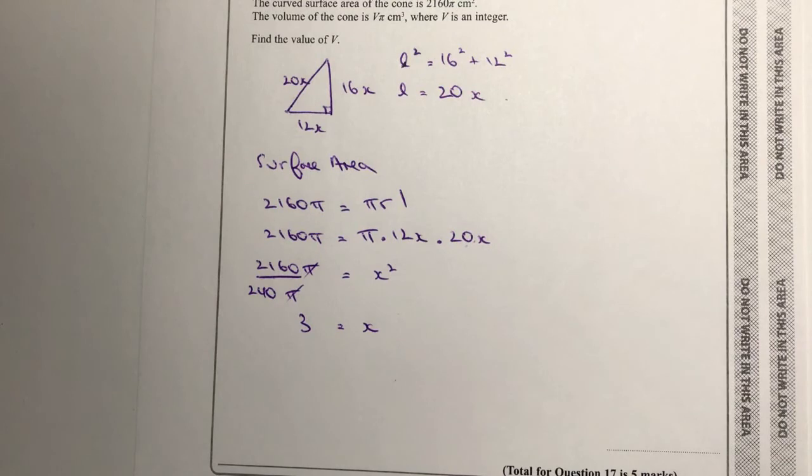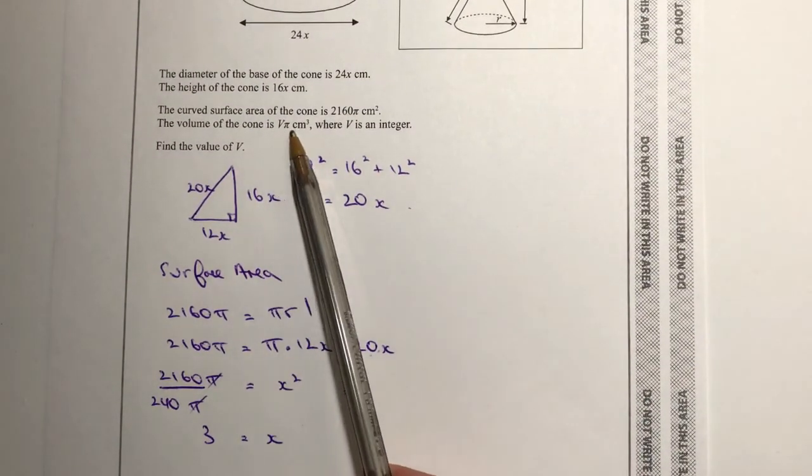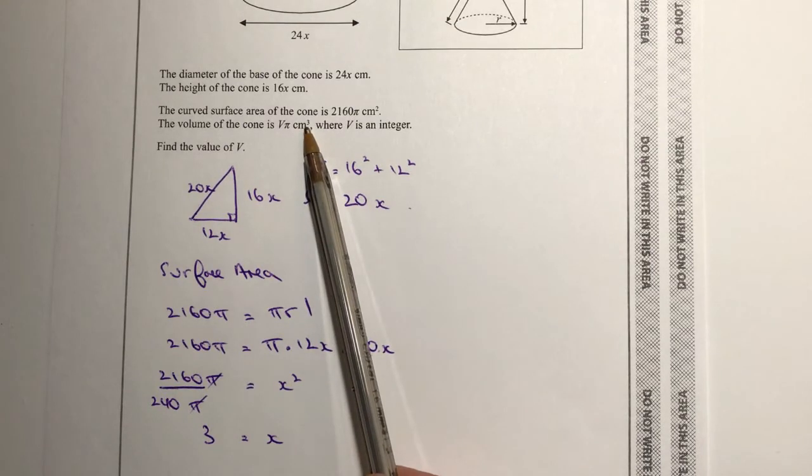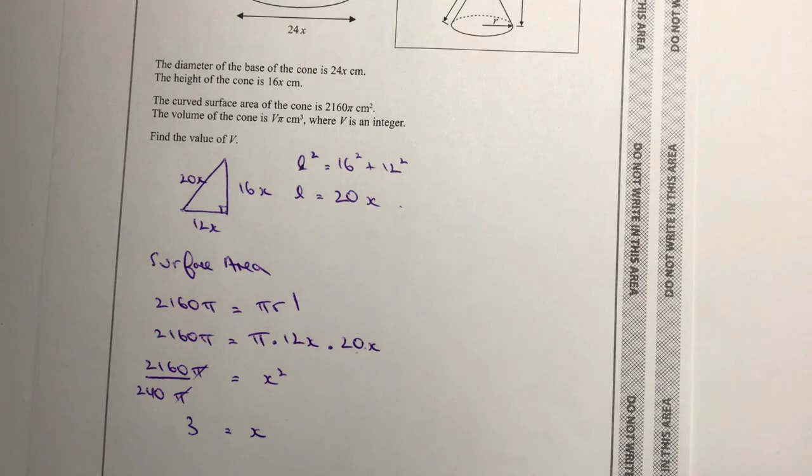All right, so I'm now in a position where I've got all the component parts I need to be able to work out my volume. Okay, so the volume, it says the volume of the cone is V pi centimeters cubed, where V is an integer. So what they're asking us to do is to work out the value of that integer, or the value of that whole number. So let's go back then to the formula sheet, and it says volume of the cone equals 1/3 pi r squared h.